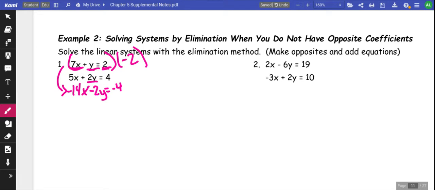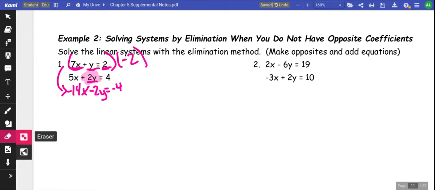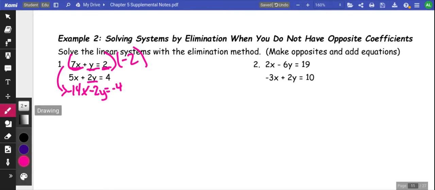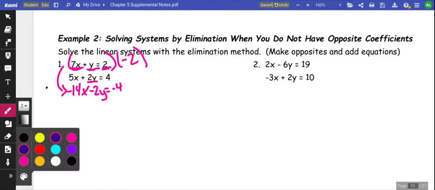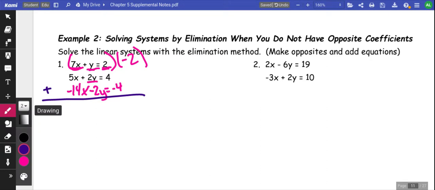Now when I look at these two y terms, my positive 2y and my negative 2y, when I add these two equations together, they're going to cancel out. That's what I need. I need my y or my x term to cancel out to 0. So let's combine these equations now. I've got this 5x minus 14x, so I'm going to end up with negative 9x.